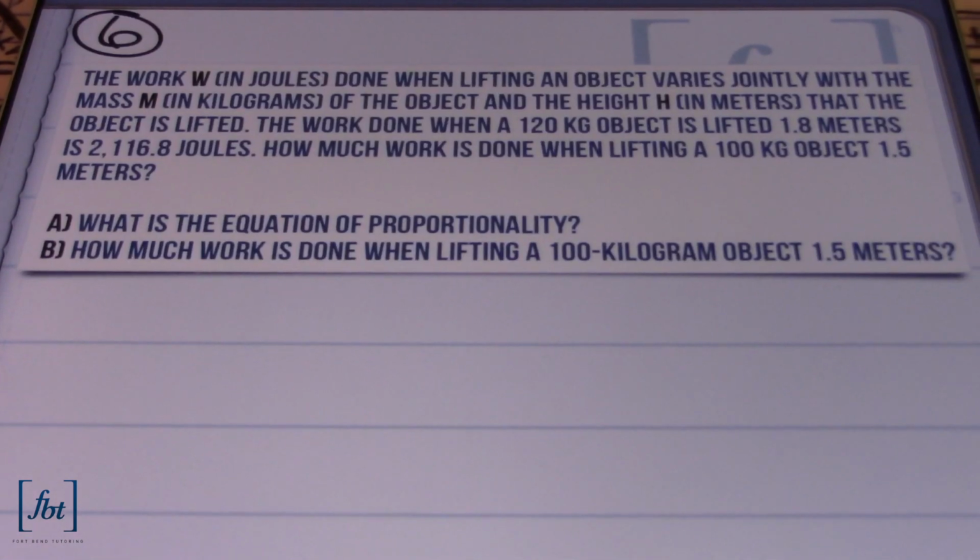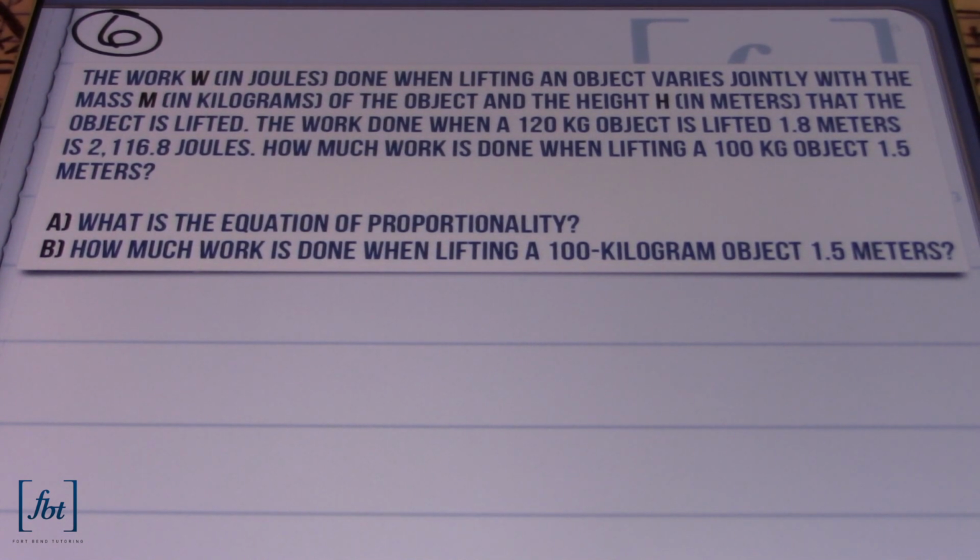Let's move on. Okay, so once again, a lot of words. The work W in joules done when lifting an object varies jointly with the mass M in kilograms of the object and the height H in meters that the object is lifted. The work done when a 120 kilogram object is lifted 1 8/10 meters is 2,116 8/10 joules. How much work is done when lifting a 100 kilogram object 1 5/10 meters? A. What's the equation of proportionality? AKA, what's the variation equation? B. How much work is done when lifting a 100 kilogram object 1 5/10 meters?